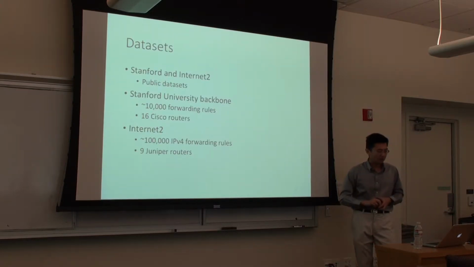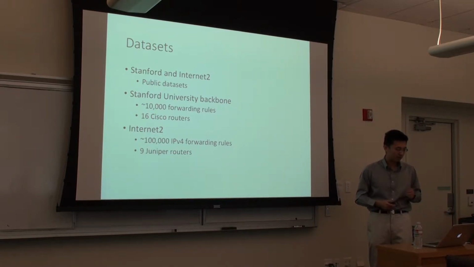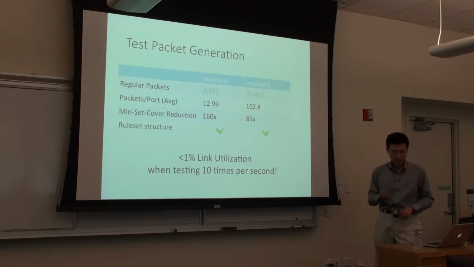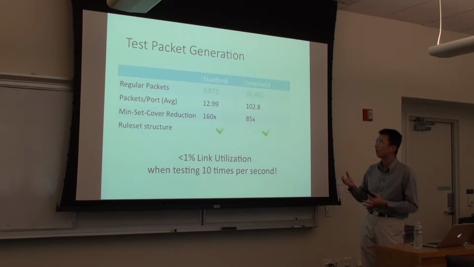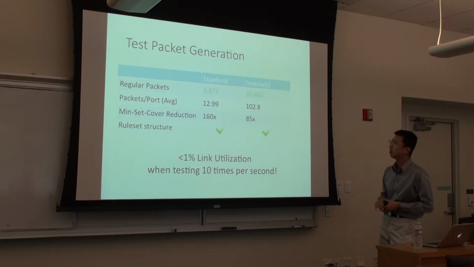So I have evaluated ATPG on two data sets. One is Stanford backbone, and the other one is Internet 2. Stanford University backbone has 10,000 forwarding rules and 16 Cisco routers, and Internet 2 has roughly 100,000 IPv4 forwarding rules and 9 Juniper routers. For each data set, I calculate the number of regular packets needed to exercise all the rules. The most surprising result here is that for the Stanford network, we need only about 4,000 packets. And for Internet 2, we need about 35,000 packets.